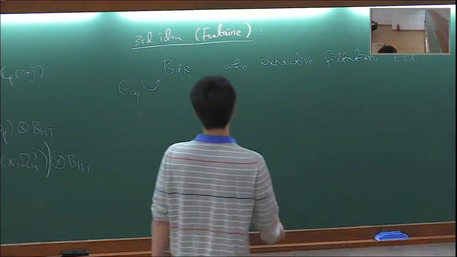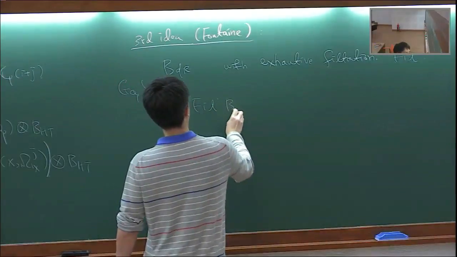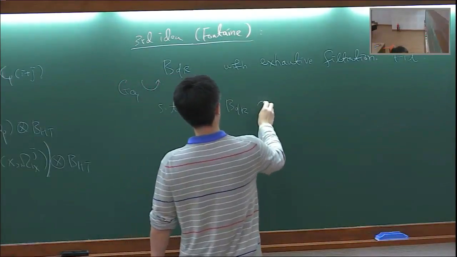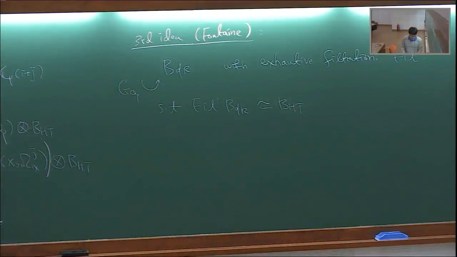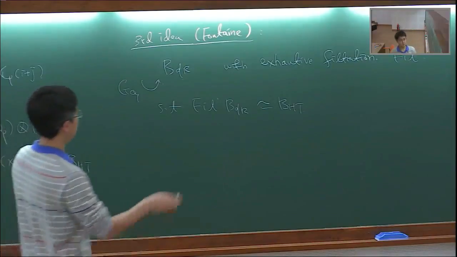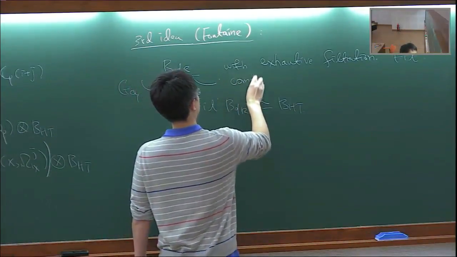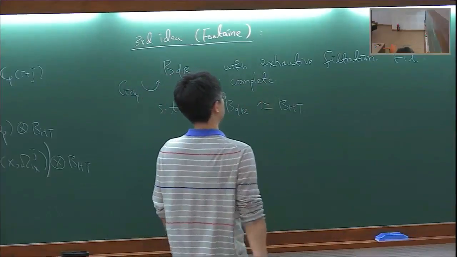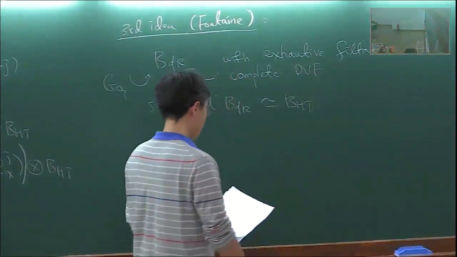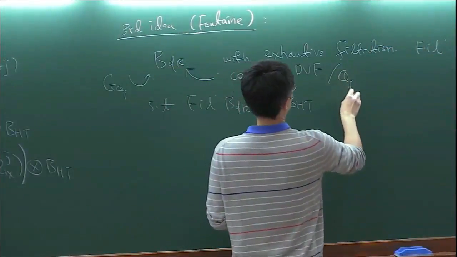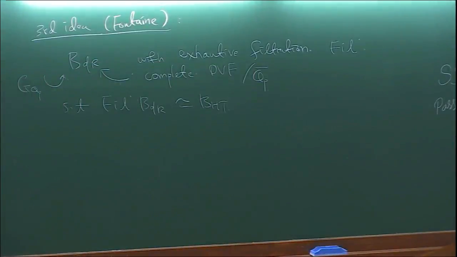So such that BDR is isomorphic to B Hodge-Tate. Okay, so in fact, finally, this ring is actually a complete discrete valuation field, and of QP. So in fact, you can embed QP bar into this ring. This is very important. We will see later why this is important.